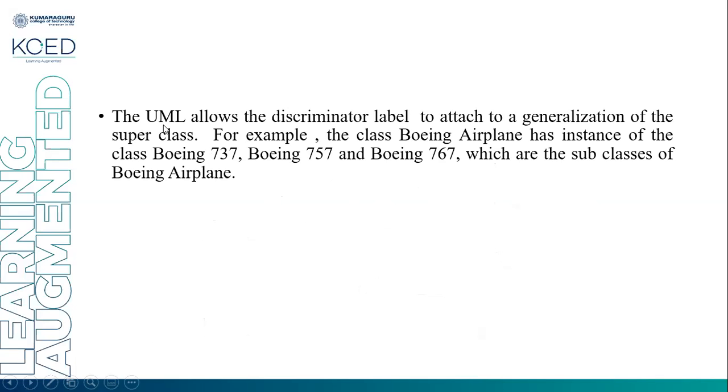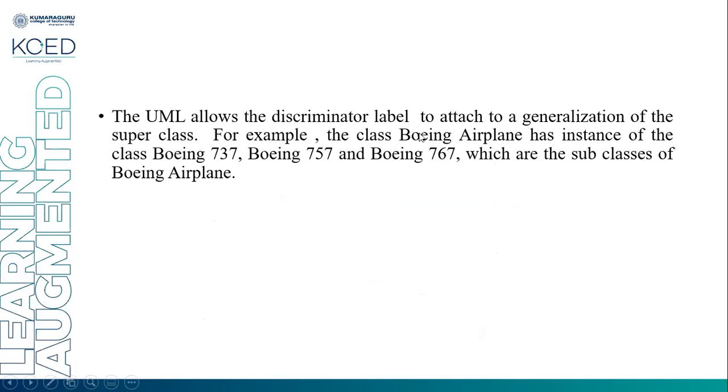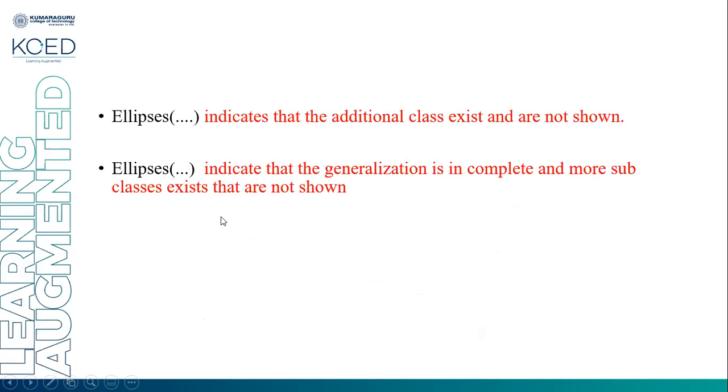This is the explanation of the previous diagram, the second one. The UML allows a discriminator label to be attached to a generalization of the superclass. For example, the class Boeing aeroplane has instances of the classes Boeing 737, Boeing 757, and Boeing 767, which are all subclasses of the Boeing aeroplane.